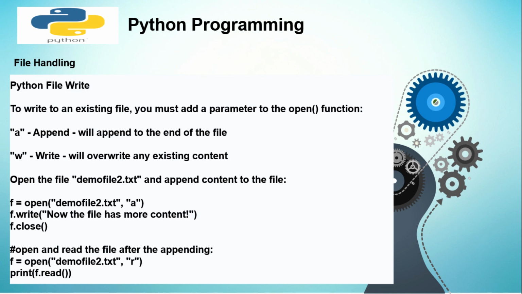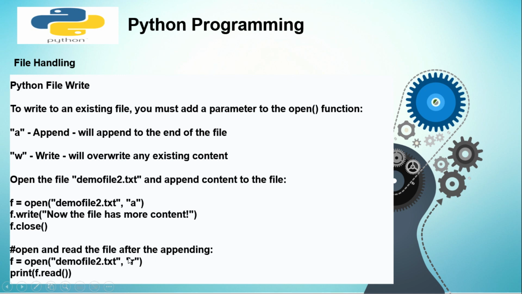Writing means you either append, which is A, or W, which will actually overwrite. So when you use W, be very careful. This is my file name. I open it and then I append, which adds to the end of the file. Then I say write, and now the file has more content. Whatever I've written here will overwrite, and then I close the file.